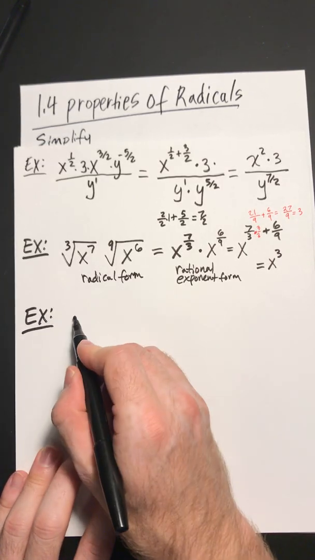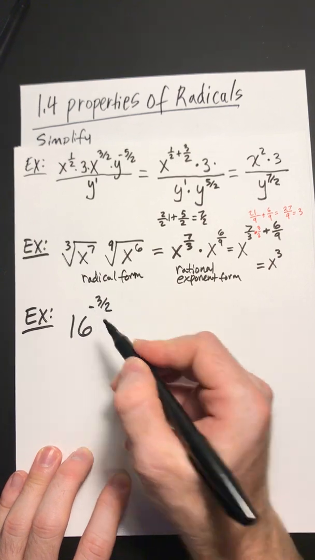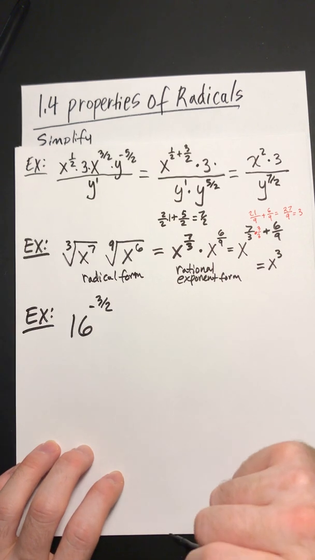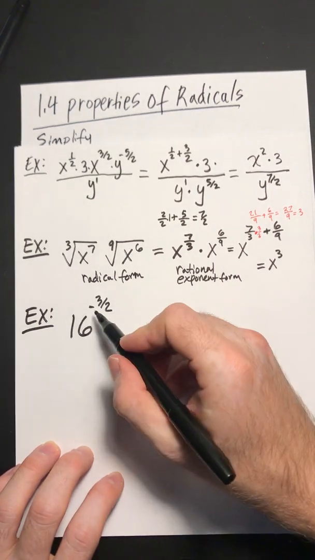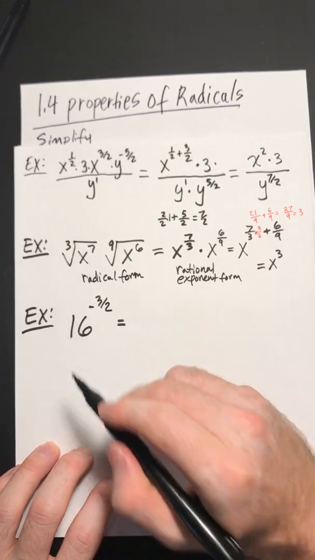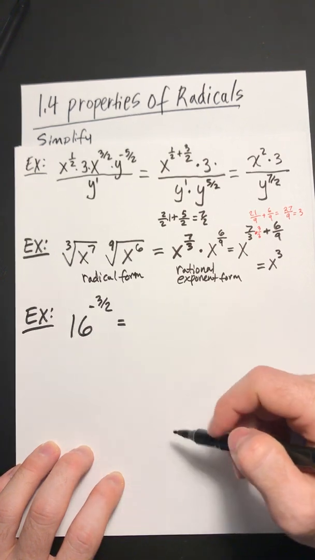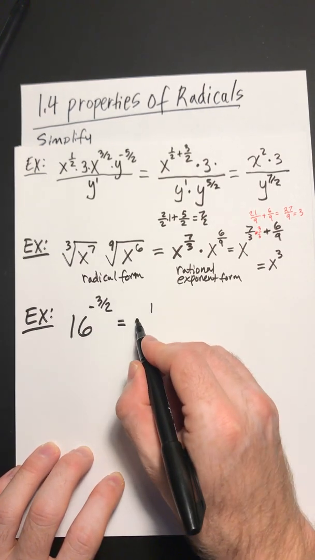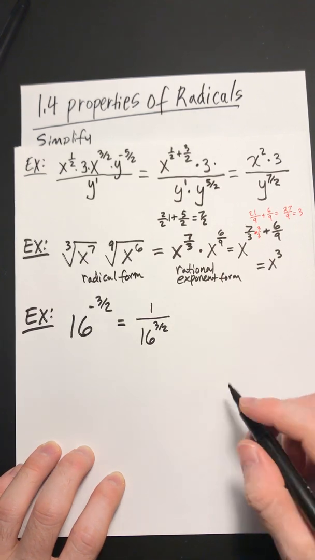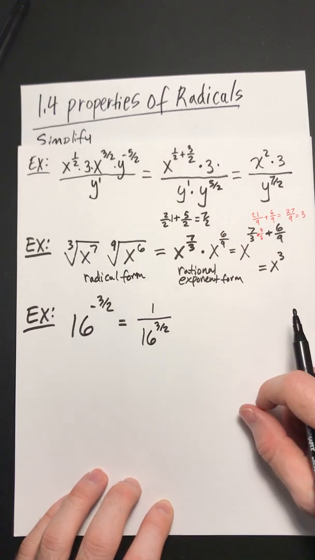We're just going to simplify again. 16 to the negative 3 halves. The first thing I like to do is get rid of my negative exponent. So I have a negative 3 halves. Well, what do I do? I write the reciprocal of the base. So what's the reciprocal here? It's 1 over 16. So I get 1 over 16 to the positive 3 halves. I want my exponent to be positive before I start doing anything.